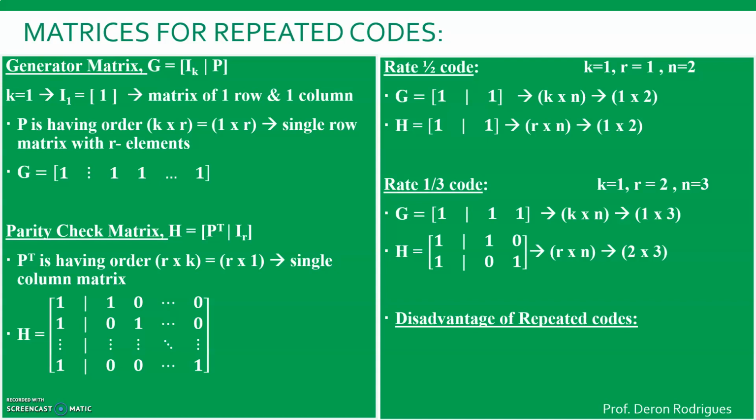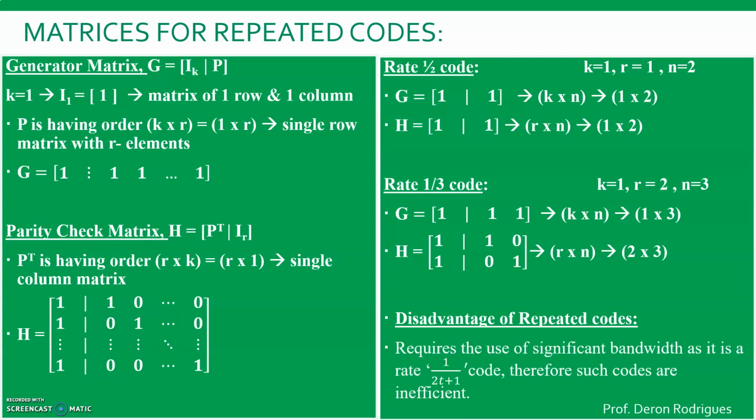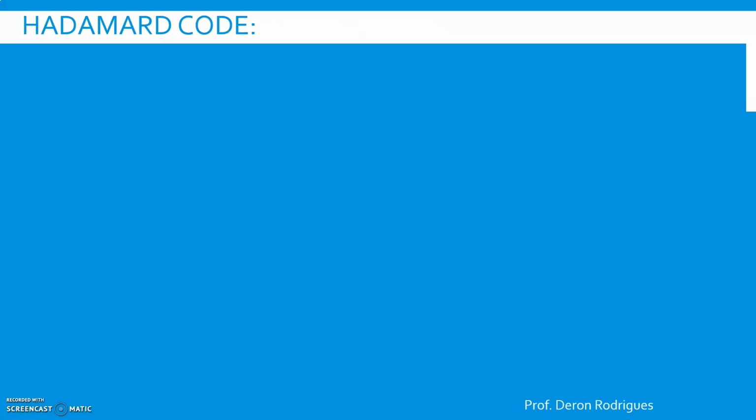The disadvantage of repetition codes is that they require significant bandwidth, as it is a rate 1 upon 2t plus 1 code. That means if I want to correct a single error, I require a minimum of 3 bits. If I want to correct 2 errors, I require a minimum of 5 bits, and so on. So instead of sending 1 bit, I have to send 3 bits at a time or 5 bits within the same interval of time. So the bandwidth increases quite a lot, and hence these codes are inefficient.